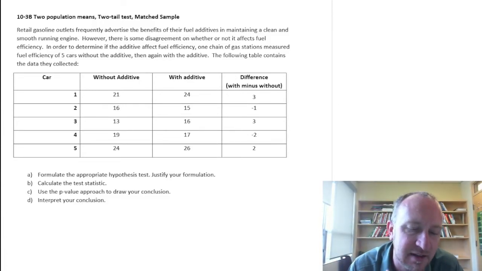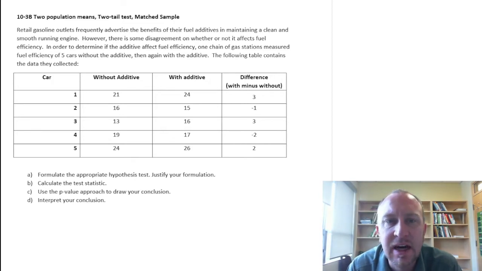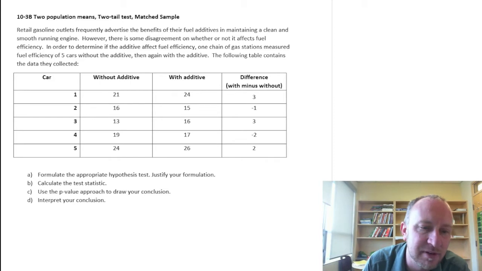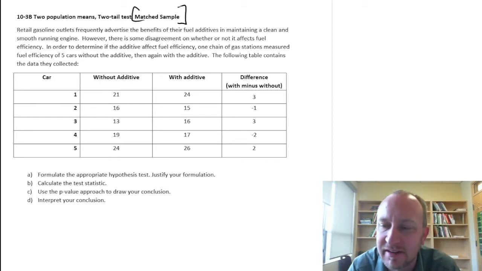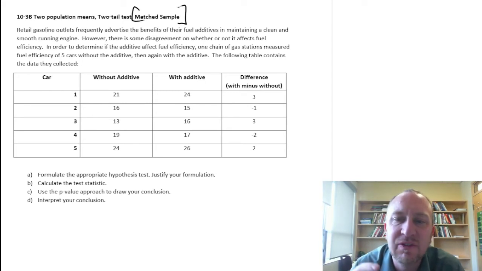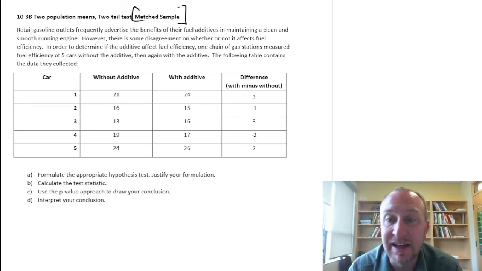We're looking at another test on two population means. This time we have this designed as what we call a matched sample design. So this is a little bit of a different type of experimental design, and really it's just a different way in which the data is collected. It's a different way that we've designed our experiment. I'll talk a little bit more about that when I get to the data.